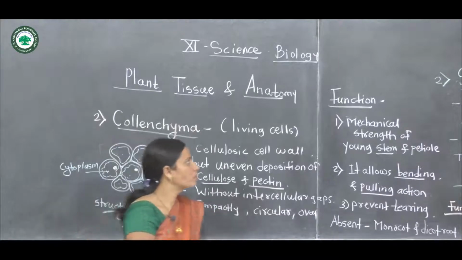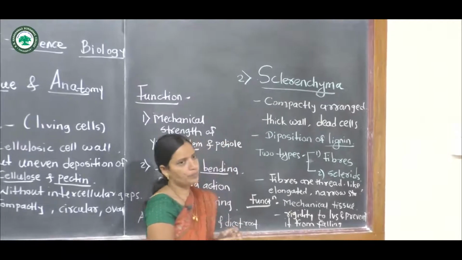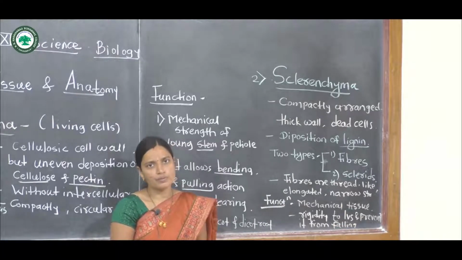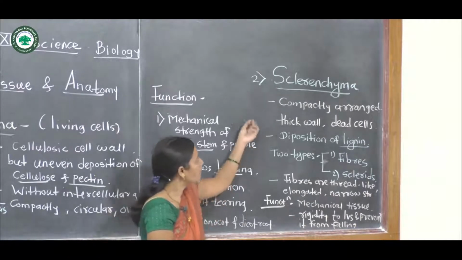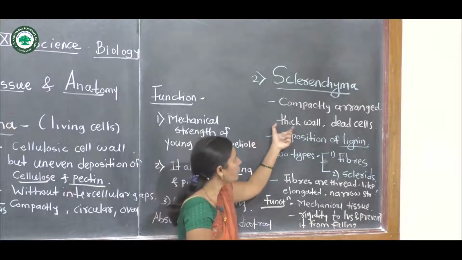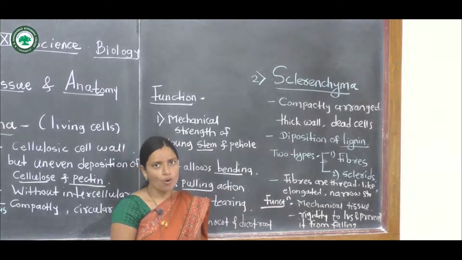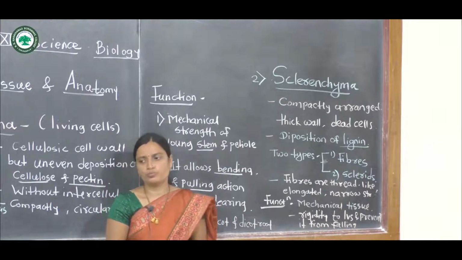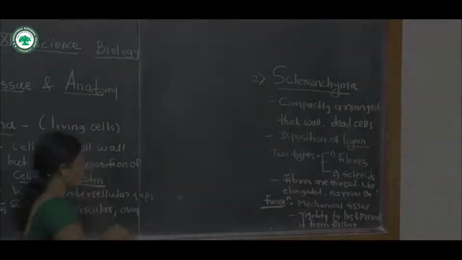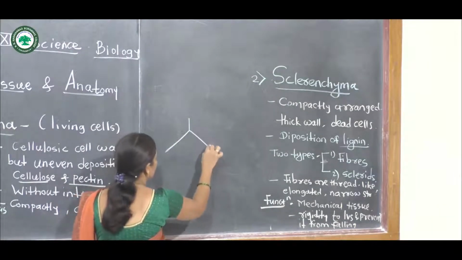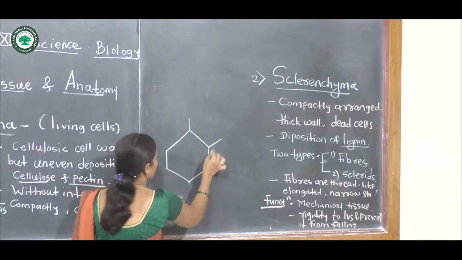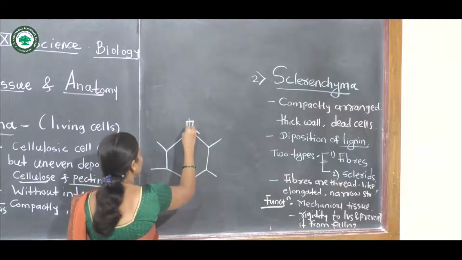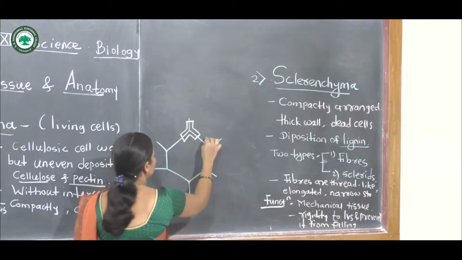The next simple permanent tissue is Sclerenchyma. This Sclerenchyma is a dead tissue, and it is one of the important types of simple permanent tissue. These are compactly arranged, thick walled cells, and this tissue is also called dead tissue. The structure of this Sclerenchyma: the cells are compactly arranged.